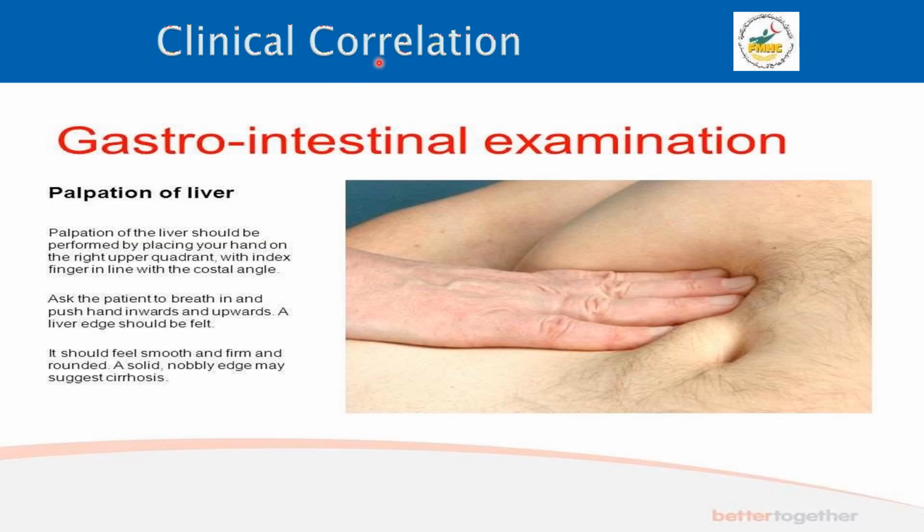Coming to the clinical applications of the knowledge of liver anatomy. While doing a gastrointestinal examination, we know abdominal palpation. In abdominal palpation, palpation of the liver is an important technique. So, liver palpation should be performed by placing your hand on the right upper quadrant with the index finger in line with the costal angle. This is the placement of the hand in palpating the liver. We have to place our hand in the right upper quadrant, right below the right hypochondrium or right costal margin, with the index finger pointing to the costal angle.